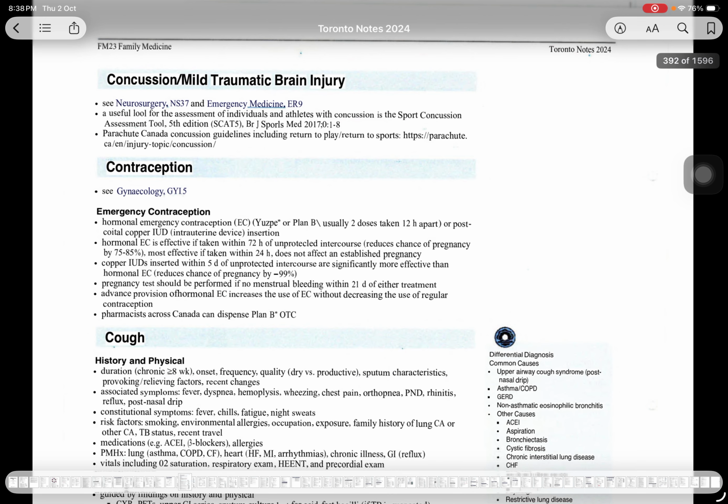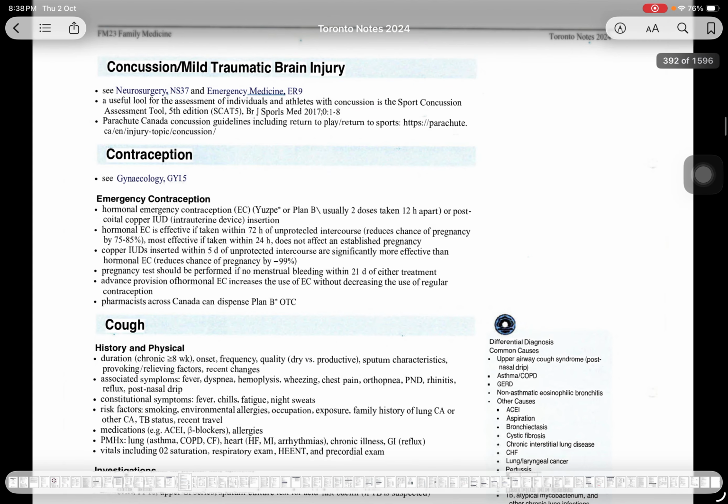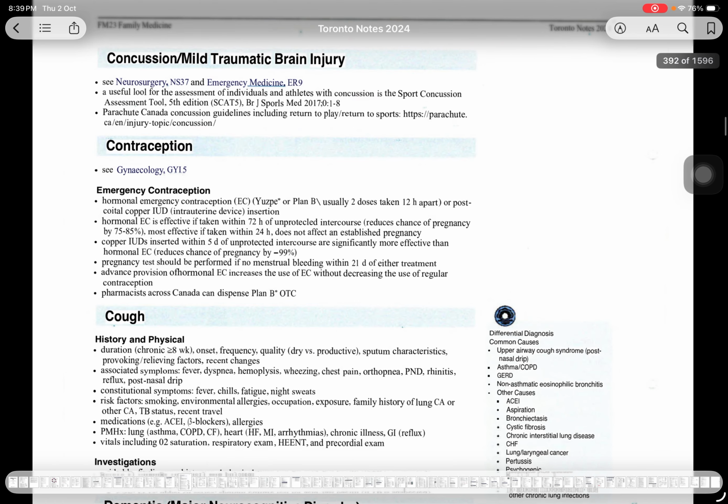So for emergency contraception, there are two different kinds. One is the intrauterine device. The other one is the oral one. The oral one is Plan B. Usually two doses are taken, which are 12 hours apart. And the other one is the post-coital copper IUD, intrauterine device insertion. So these are two different options. And then the other one is a hormonal one, which is effective within 72 hours of unprotected intercourse. So, copper IUD and hormonal emergency contraception.